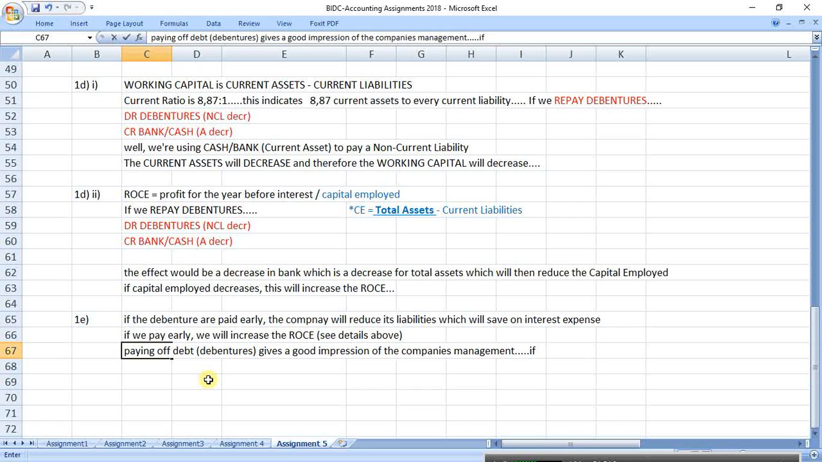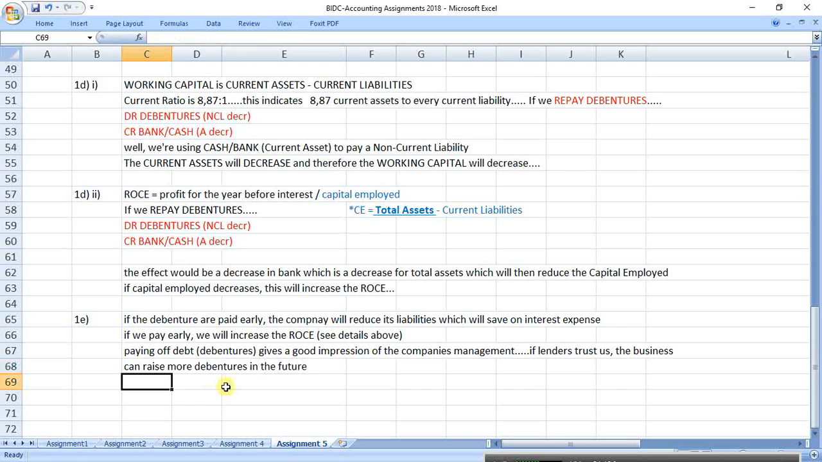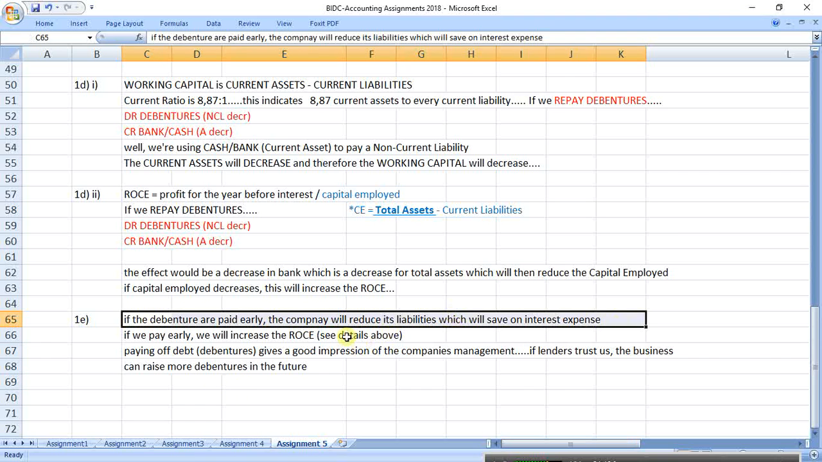Okay. If lenders trust us, the business can get more debts, can get more debentures in future. The business can raise more debentures in the future. Okay, I think that's enough. They said 4 marks. I think maybe if you want to, you could split the first one into 2. You could say, well, the first thing is we're going to reduce liabilities. The second thing is we can save interest. So I think in total you've got 4 points there.